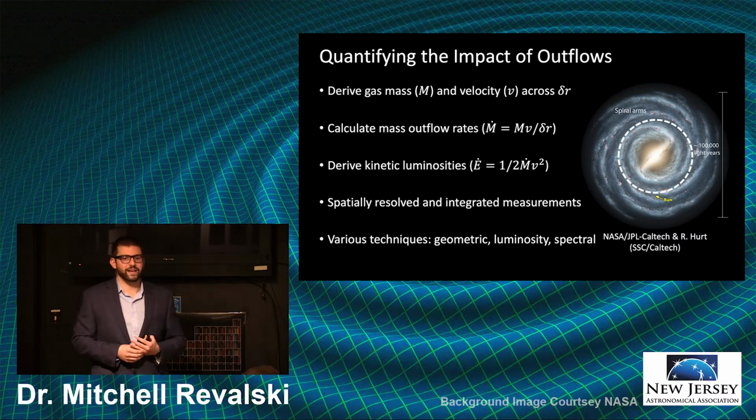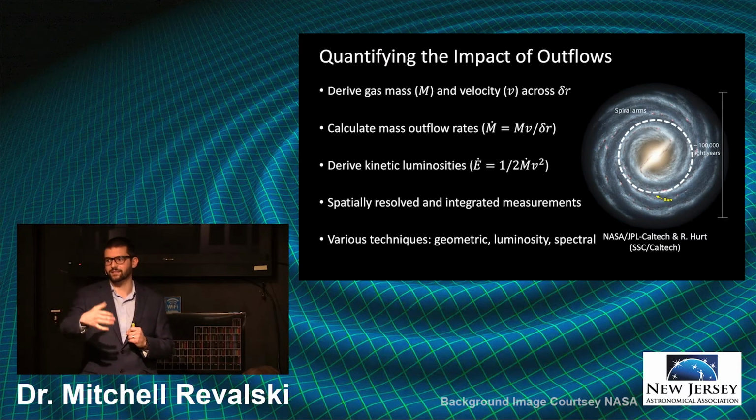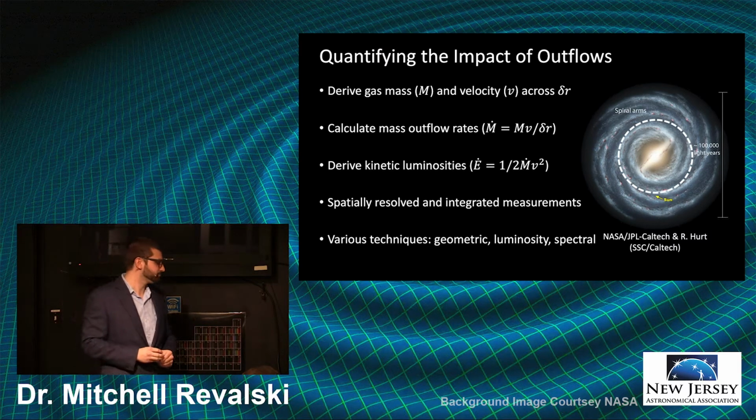And then related to that are a variety of energetics. So this could be the momentum or the kinetic energy. It's something that's related to the velocity, because we can have a lot of material moving very slowly or a lot of material moving very quickly, and that's going to change how strongly it's able to impact the galaxy and structure beyond the galaxy. So all of this comes in two flavors. The first one is what we call integrated measurements.